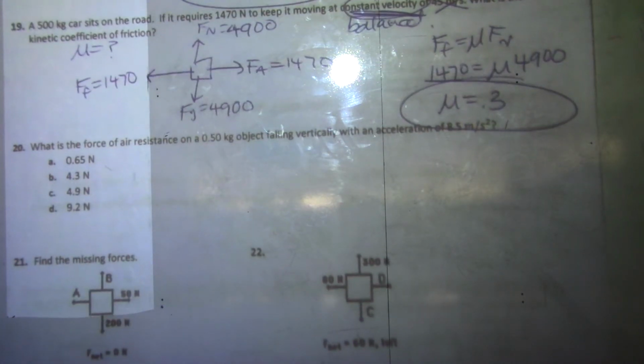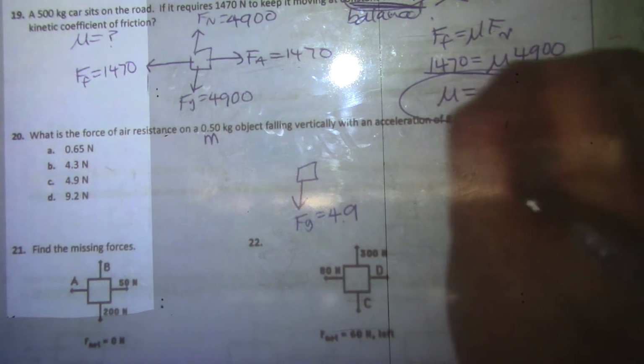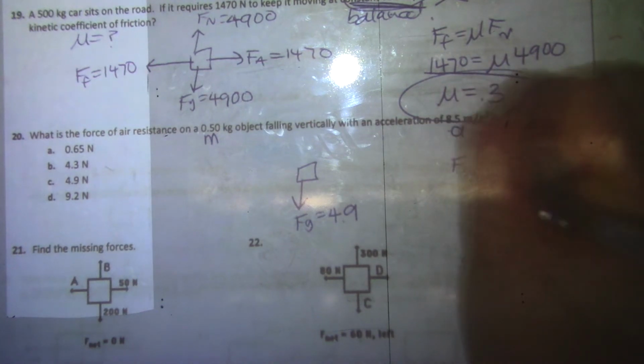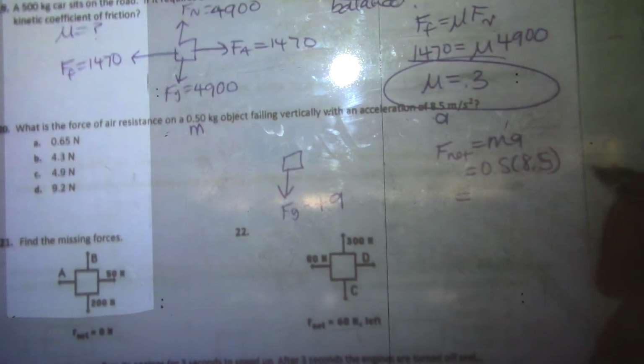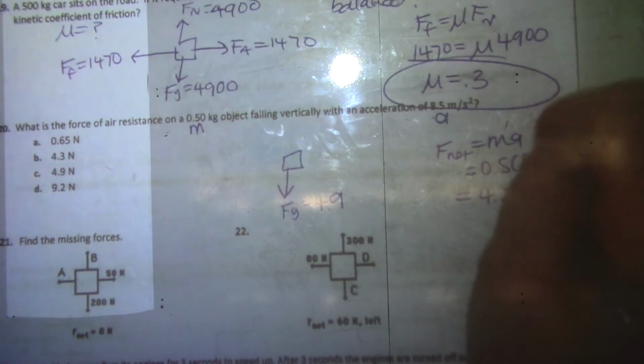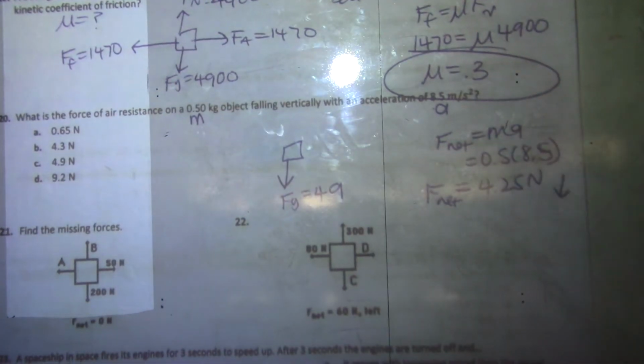What is the force of air resistance on a 0.5 kilogram object falling with this acceleration? So if you have mass, you can find the force of gravity. 0.5 times 9.8 is 4.9. If you have acceleration, you should be able to find net force. So here you get your net force is 4.25 newtons. And it's falling down with this acceleration, so that net force should be down.